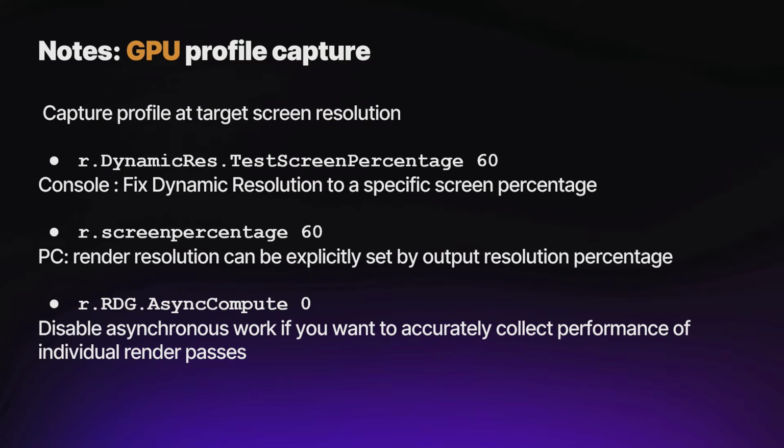Note that accurate profiling of the GPU requires that the rendering resolution be kept constant. For example, fixing dynamic resolution or screen percentage will measure performance at the target screen resolution. Also, if you want to measure the pure load of the rendering path, you should disable async compute using this console command.